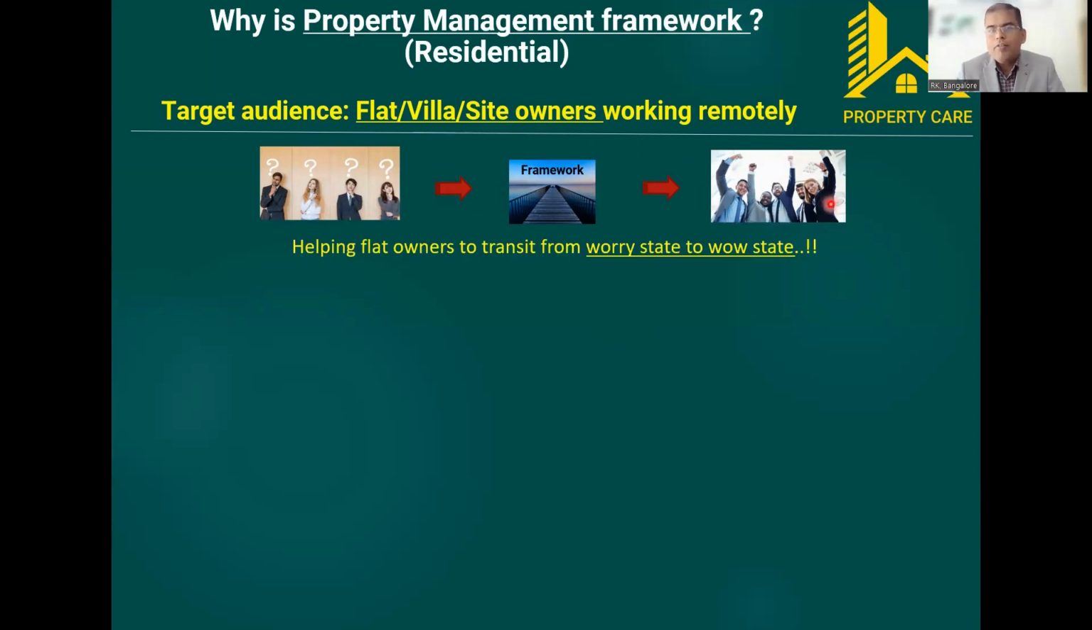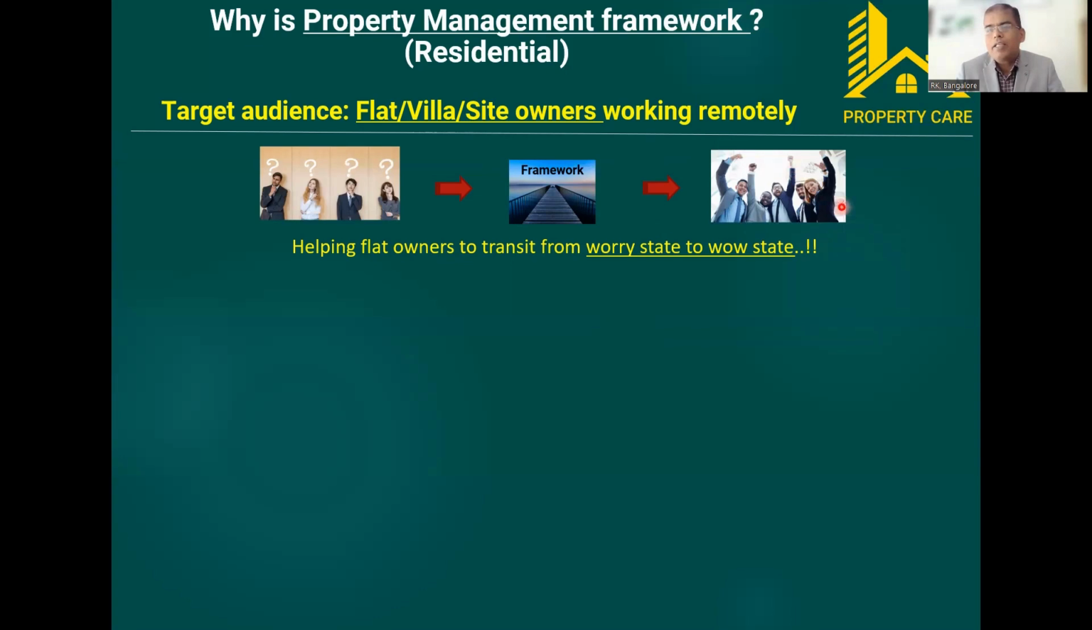So the overall idea of this framework is how to solve this kind of problem. This is what I am trying to address here. I told you one example, but there are different pain points or challenges from the owner side, which we observed during our entire property management journey. This is mainly for flat owners, villa and site owners who are traveling or working in other cities. They are not in Bangalore, but their work may be in Mumbai, Delhi, or the US or UK. Wherever they are, they can travel and work.